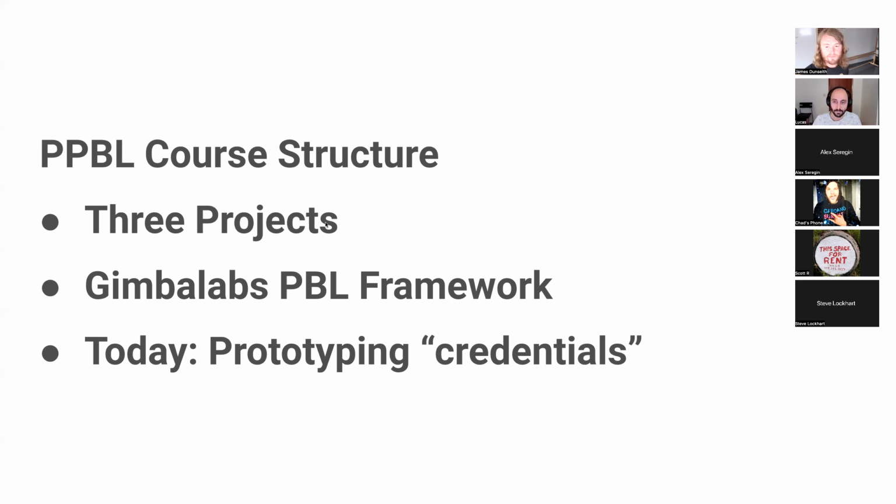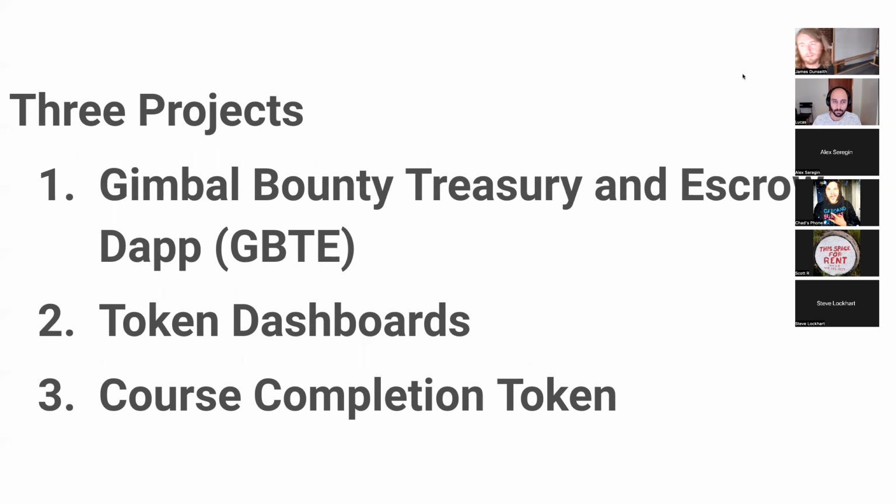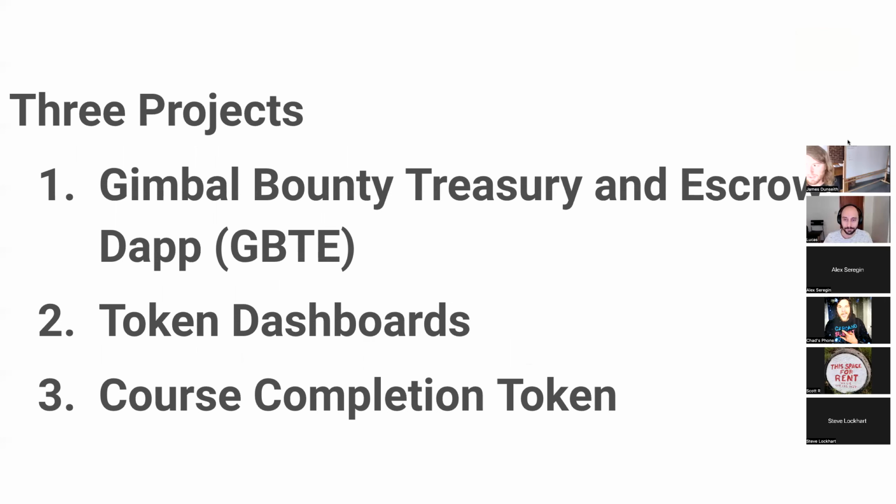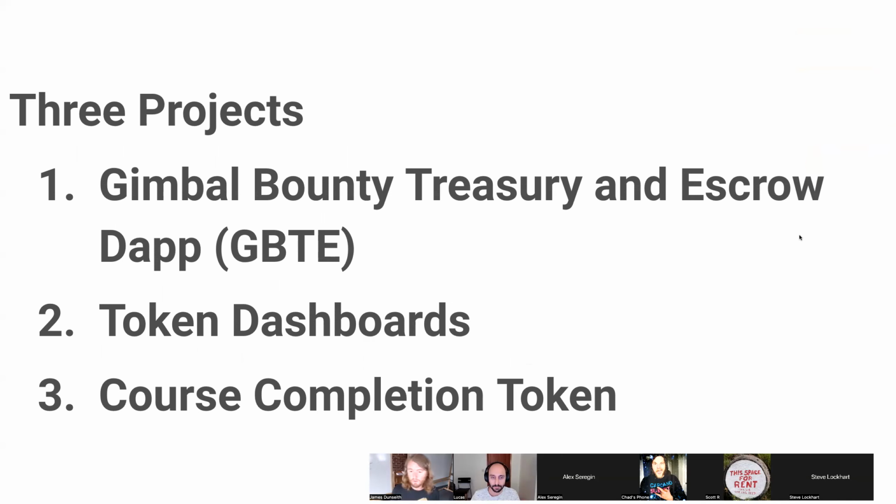But we're moving into this phase of working on 3 projects. We're applying the Gimbalabs PBL framework, which I want to give you a little background on. And like I said, prototyping some form of a credential token. These are the 3 projects that were introduced: the Gimbal Bounty, Treasury, and Escrow. Maybe you heard about this in the spring. If not, this is something that we can do a deep dive into very soon. Token dashboards, and the course completion token I just mentioned. And we'll necessarily talk about these three things today and how they fit together. That's what I'm hoping to set up right now.